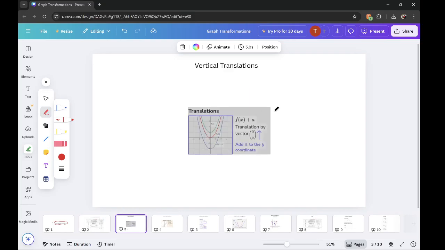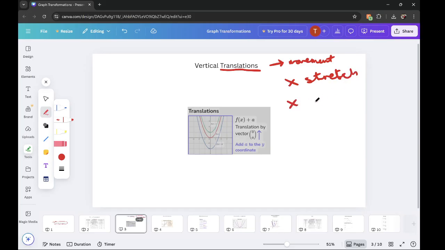So first we're going to be tackling vertical translations. Translations mean movement. That is not a stretch and not a compression. That is what a translation means. That means if you have a graph like this, it stays the same in its geometry, it just moves up or down. This is the vertical translation. The graph can move up and down.